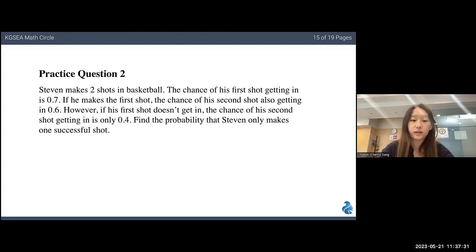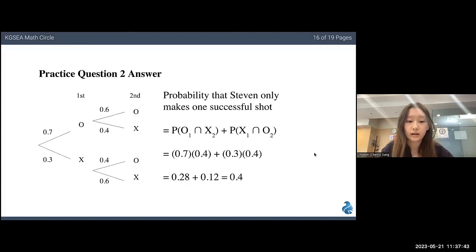In this question, you can notice that the probability of his second shot is dependent on how he performs in his first shot. And if you remember, this could be easily represented using a tree diagram. Since the question was asking for the probability that Steven only makes 1 successful shot, you're basically finding the probability of his first shot getting in and his second shot not getting in, plus his first shot not getting in and his second shot getting in. Here you do not have to subtract the intersection because these 2 events do not overlap. By using the tree diagram and multiplying, the answer is 0.4.